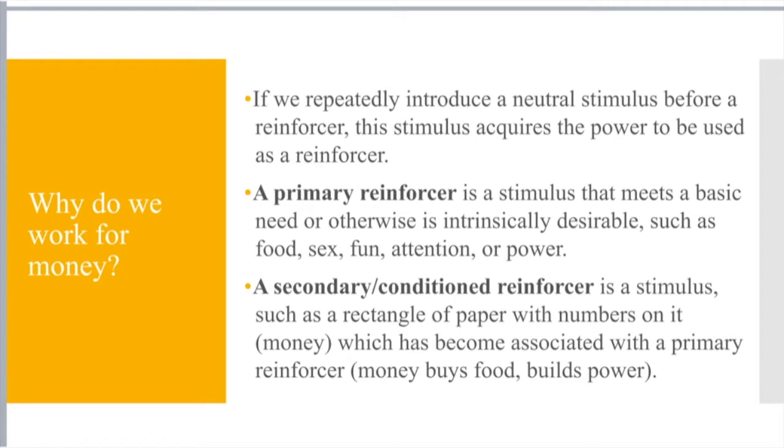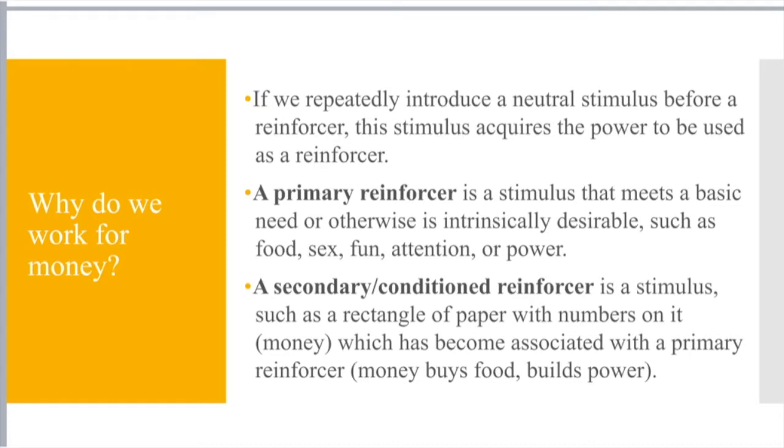So all of these are going to be basic needs or intrinsically desirable things. A secondary or conditioned reinforcer is a stimulus such as a rectangular piece of paper with numbers on it, which has become associated with a primary reinforcer, right? We're not working for the actual paper that is money. We're working for what money buys.